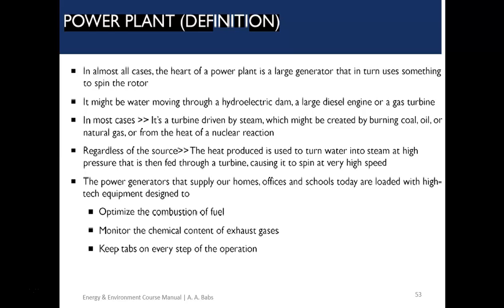The power generators that supply our homes, offices, and schools today are loaded with high technical equipment designed to do three important things. The first one is to optimize the combustion of fuel. Number two, to monitor the chemical content of the exhaust gases. And the third one is to keep tabs on every step of the operation.